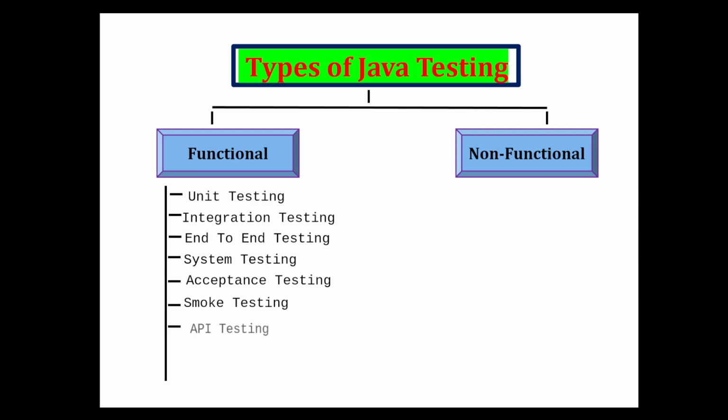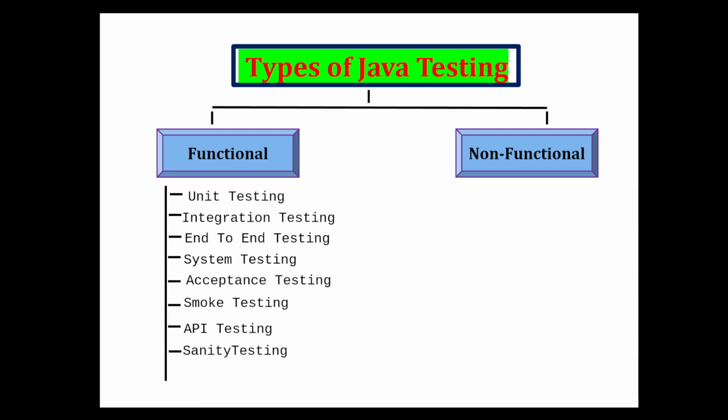Next is API testing, wherein we validate the correctness and reliability of our application programming interfaces, like the endpoints we have written and the interfaces we are using. We need to check whether they are behaving correctly as expected or not.